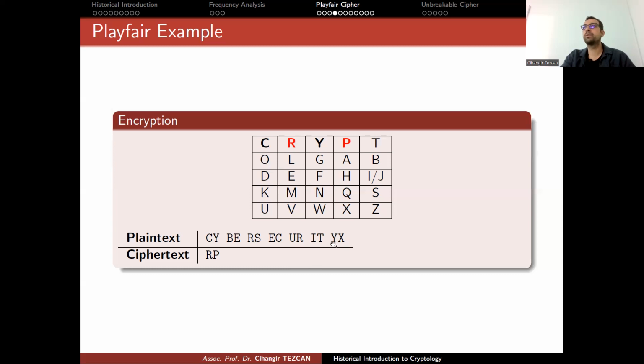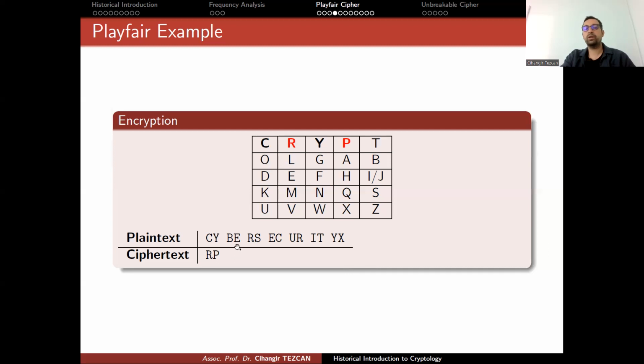So we have an odd number of letters. I put an extra X as it is written in the first rule, right? Now I want to encrypt C and Y. So I look at my table. C is here, Y is here. So they're on the same row. The rule says to look at the first letter and replace it with the one to its right. So you put R here, and for Y you put P here.